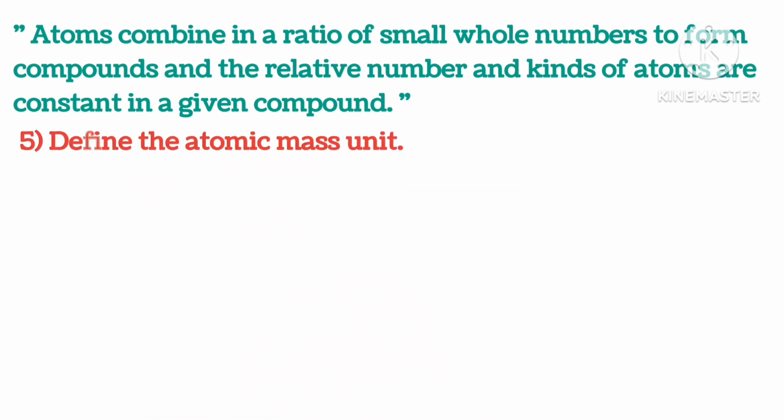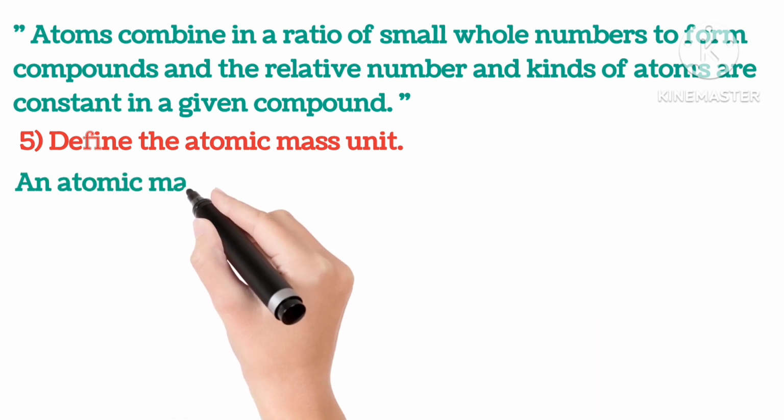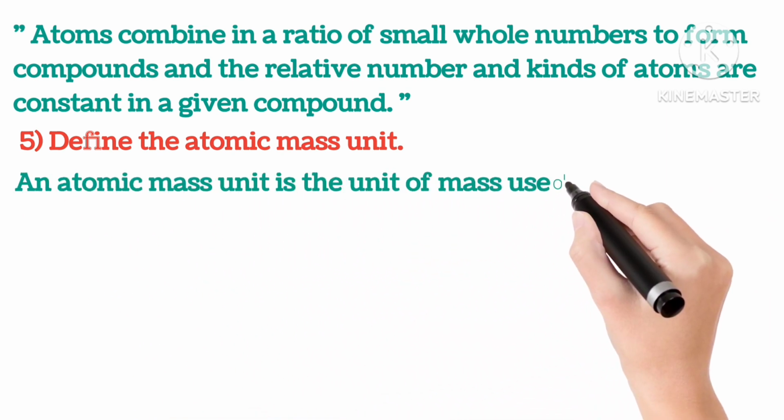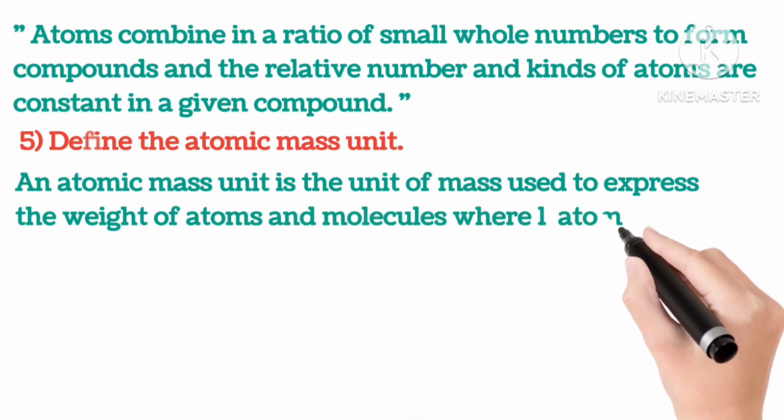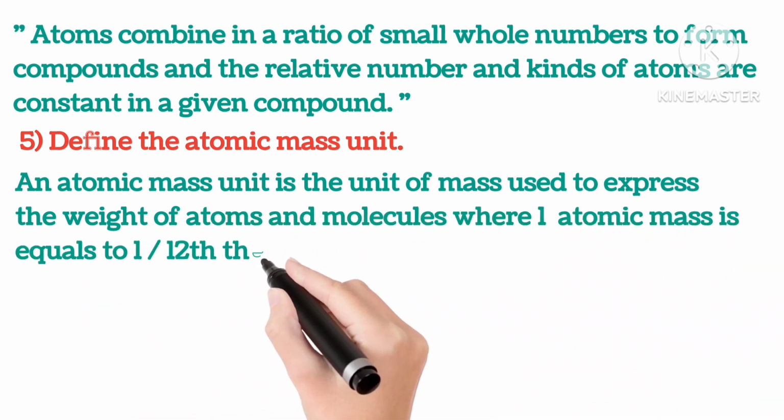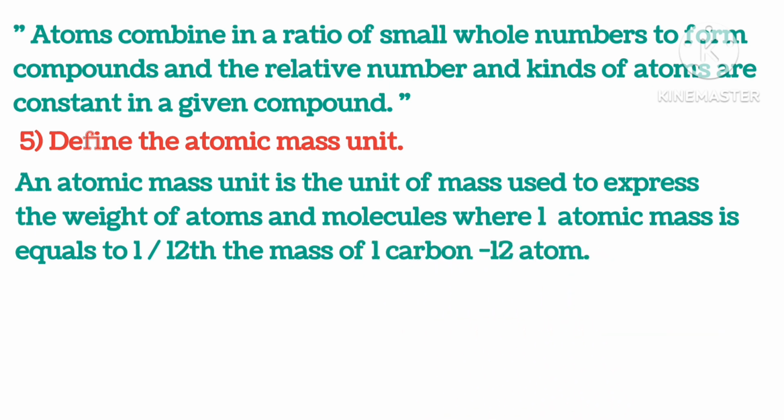Define atomic mass unit. An atomic mass unit is the unit of mass used to express the weight of atoms and molecules, where one atomic mass unit is equal to 1/12 of the mass of one carbon atom.